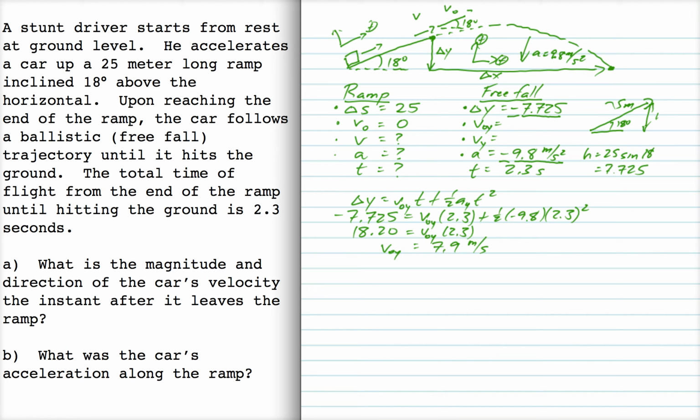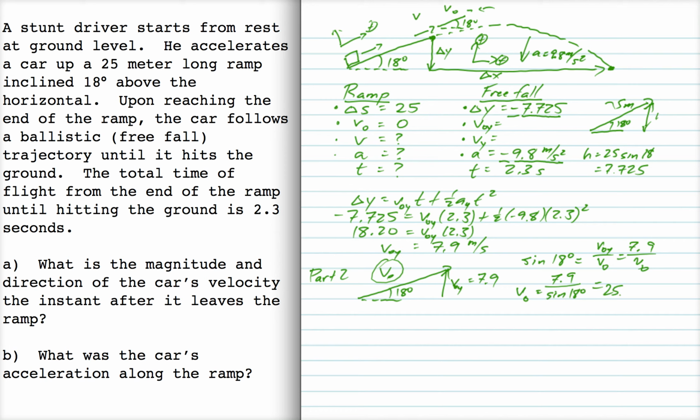Alright, so now let's go back up here and revisit what's happening at the top of the ramp. We have a v0. This is for part 2 of the motion, remember. We have an initial velocity that is directed 18 degrees above the horizontal, and we know now that the y component of that initial velocity is 7.9. Well, that means I can solve with hypotenuse, right? I can use the identity that sine of 18 is equal to opposite over hypotenuse, which is 7.9 over v naught. So v naught is equal to 7.9 over sine 18, which is 25.6 meters per second.